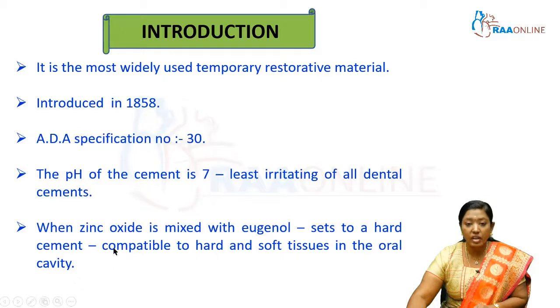Okay, when zinc oxide is mixed with eugenol, eugenol is nothing but clove oil. So when zinc oxide powder is mixed with eugenol, it sets to form a hard cement which is your zinc oxide eugenol. It is found to be biocompatible to both the hard and the soft tissues in the oral cavity. Hence it is most commonly used as a temporary restorative material.